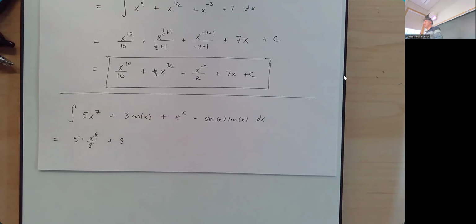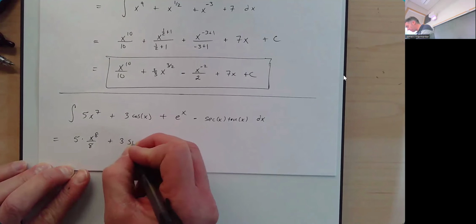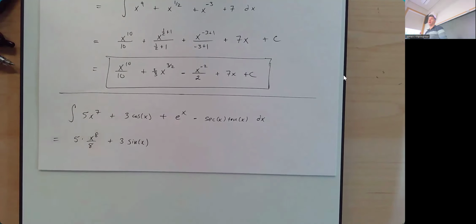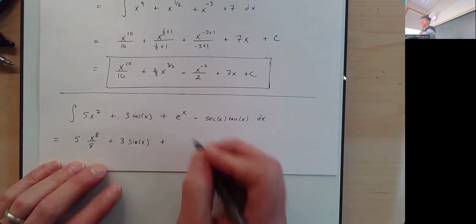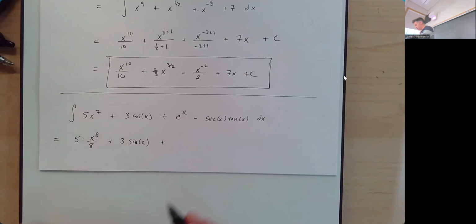So what's the antiderivative of cosine of x? Right, and it is positive sine of x because the derivative of sine of x is cosine of x. If I was asking for the antiderivative of sine, it would be negative cosine because the derivative of negative cosine is negative sine, which is sine. The antiderivative of e to the x is e to the x.